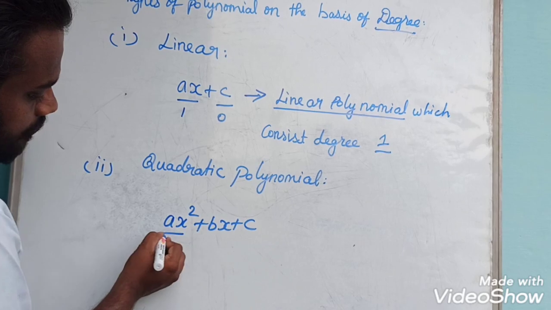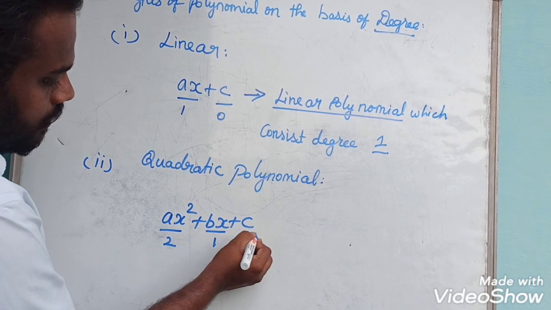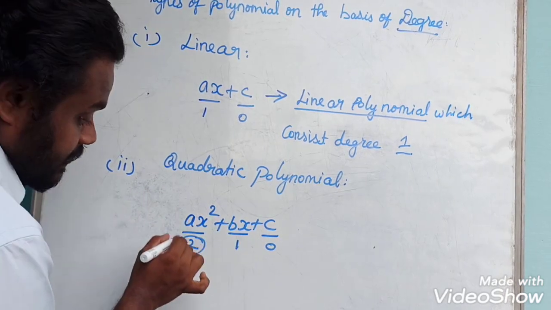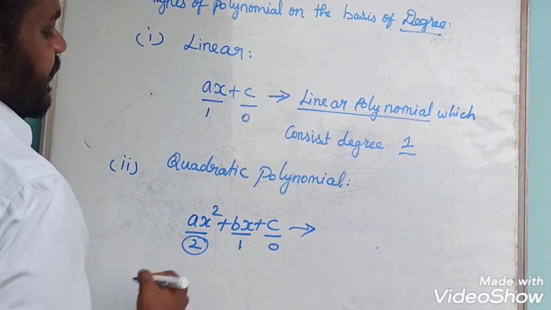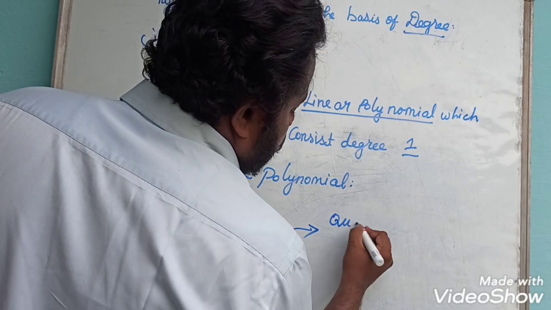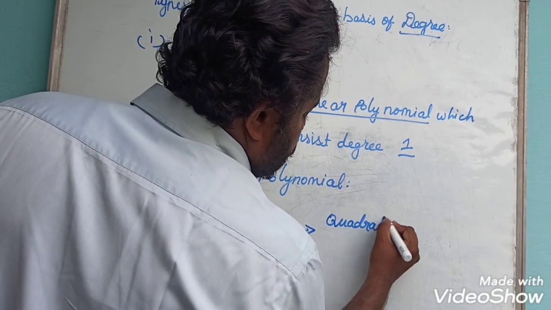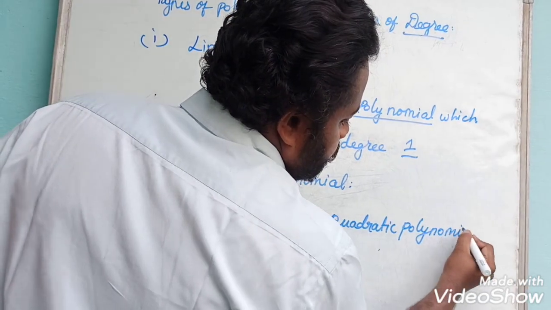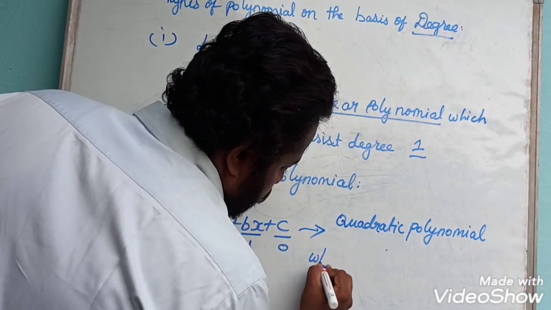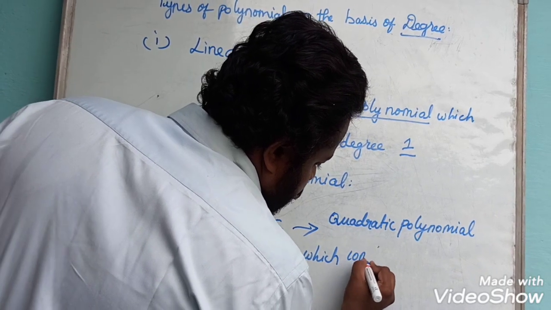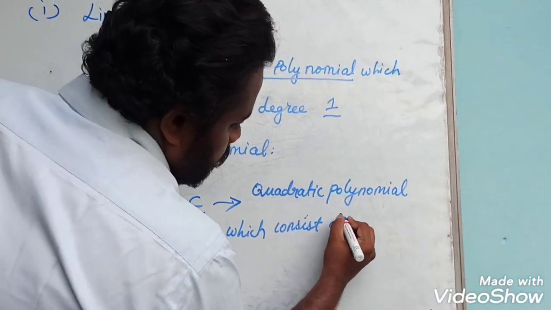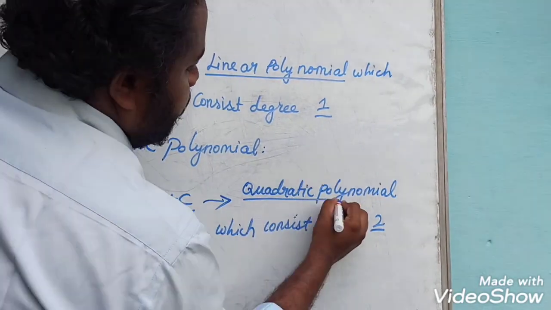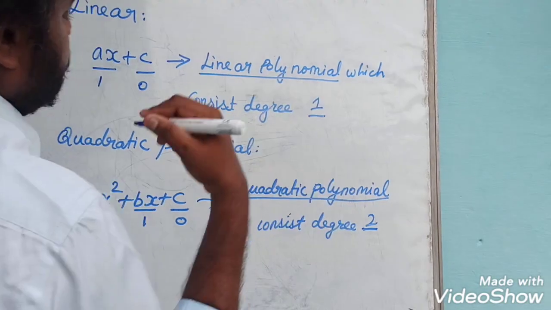So here the power is 2, here 1, here 0. So which is the highest power? 2. The degree of the expression is 2. So this one we say is a quadratic polynomial. A quadratic polynomial consists of degree 2. So quadratic polynomial means we consider the degree 2.